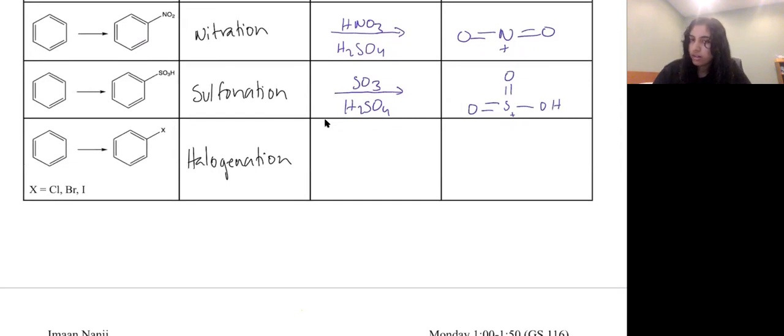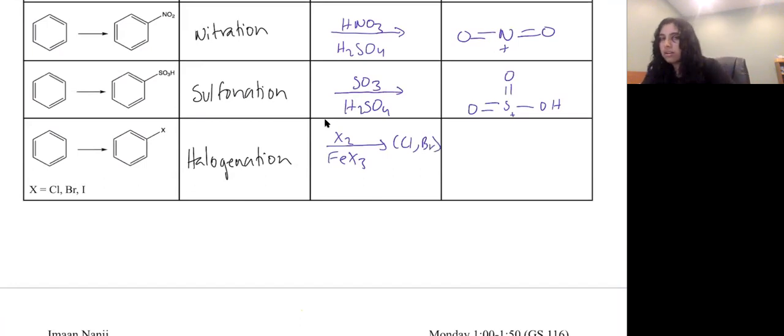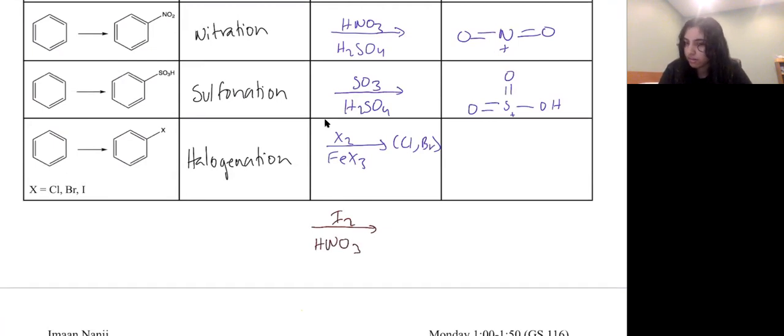Okay, and then for halogenation, if you're halogenating with chlorine and bromine, then the reagents are X2 over FeX3, but this is only for chlorine and bromine. If you want to add an iodine onto the benzene, it's going to be slightly different. So for iodine, you use I2 over HNO3 or H2SO4, any Bronsted acid basically.